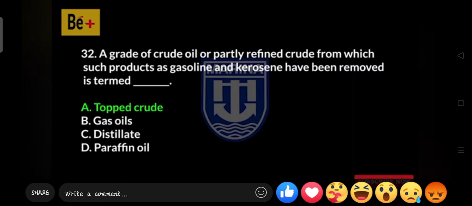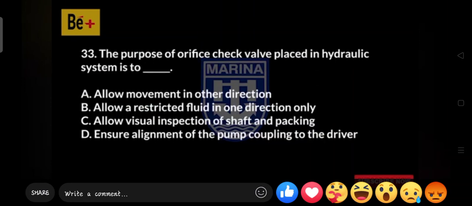Top crude. The purpose of an orifice check valve placed in a hydraulic system is to A. Allow movement in the other direction. B. Allow restricted fluid in one direction only. C. Allow visual inspection of shaft and packing. D. Ensure alignment of the pump coupling to the driver. The answer is B. Allow restricted fluid in one direction only.